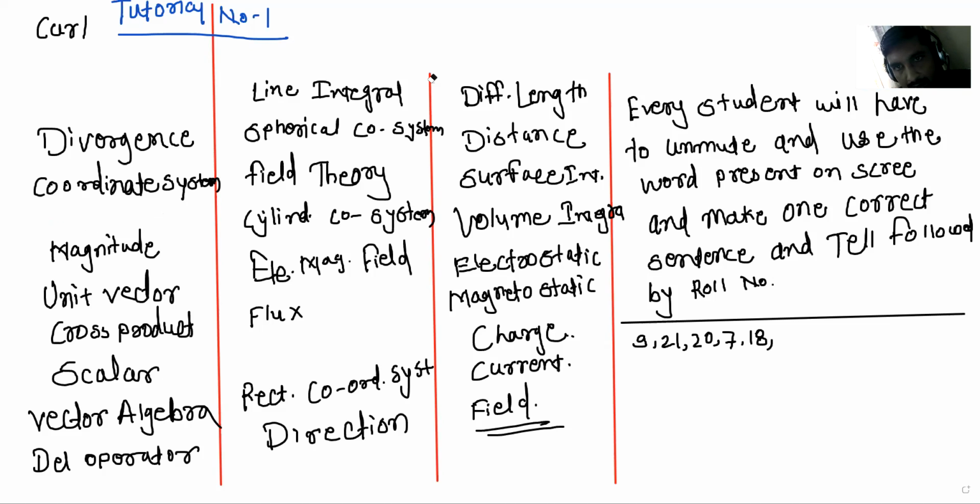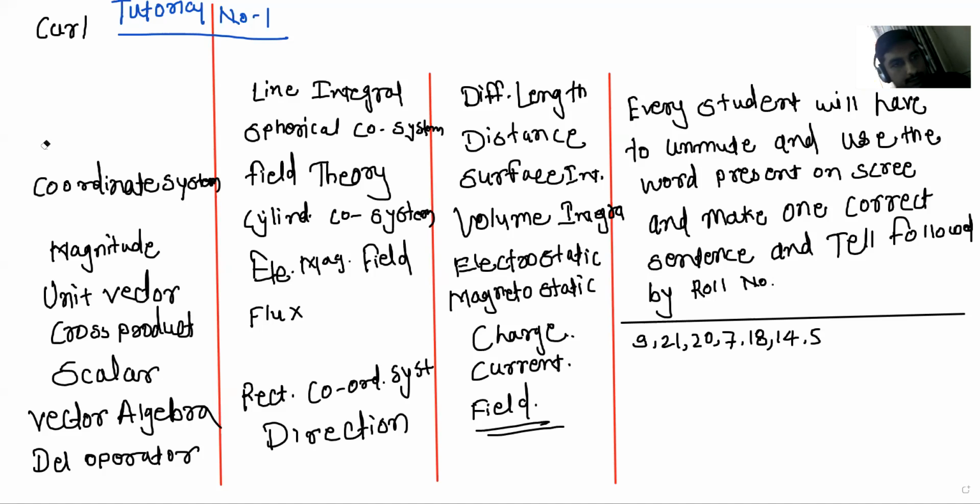Roll number 14. Okay. You have the first, then 5. 14. The divergence. What do you want to say about divergence? When del operates on a vector quantity using the dot product, it is called a divergence, and divergence always results in a scalar quantity. Okay. Got it. Next.